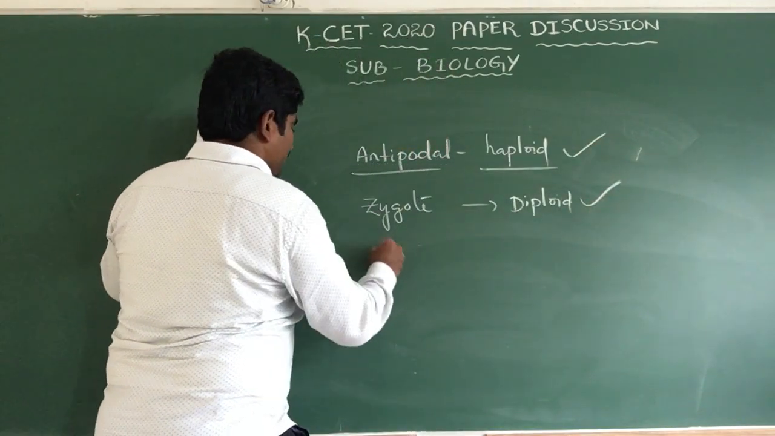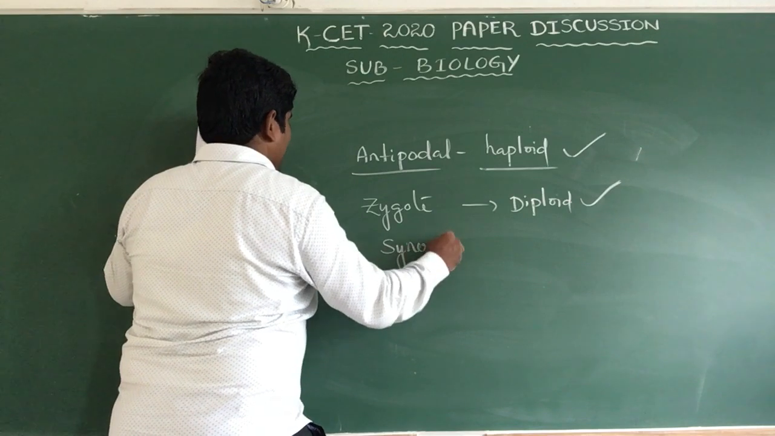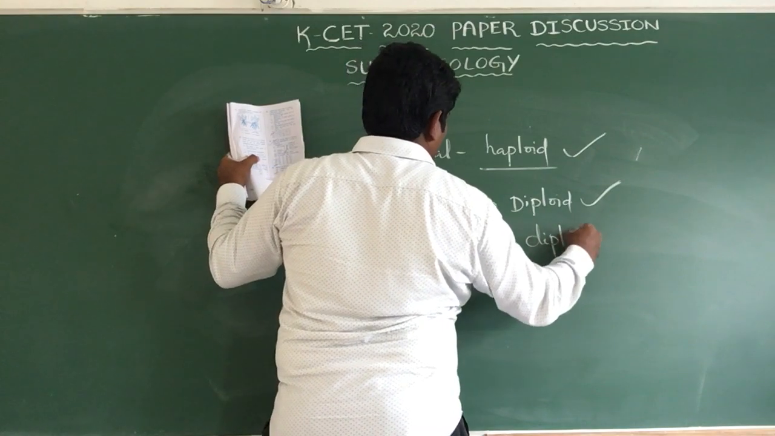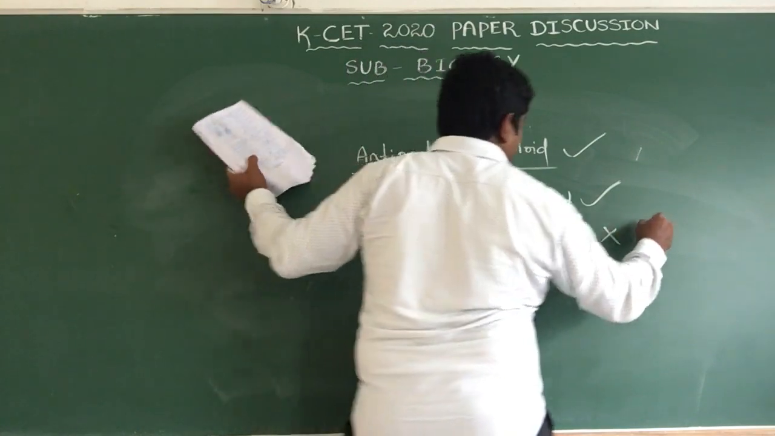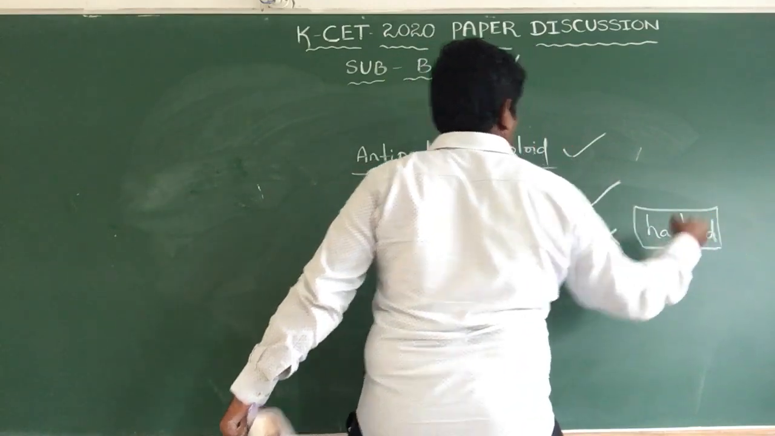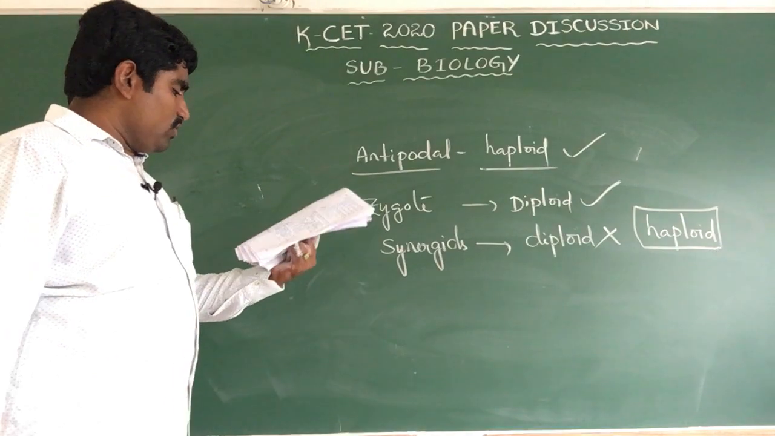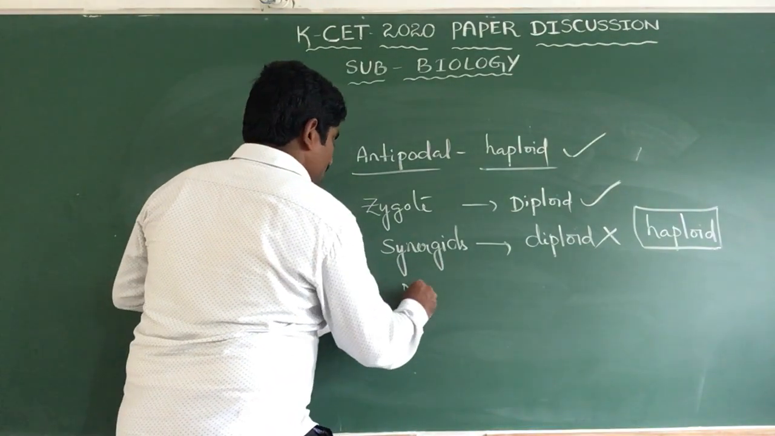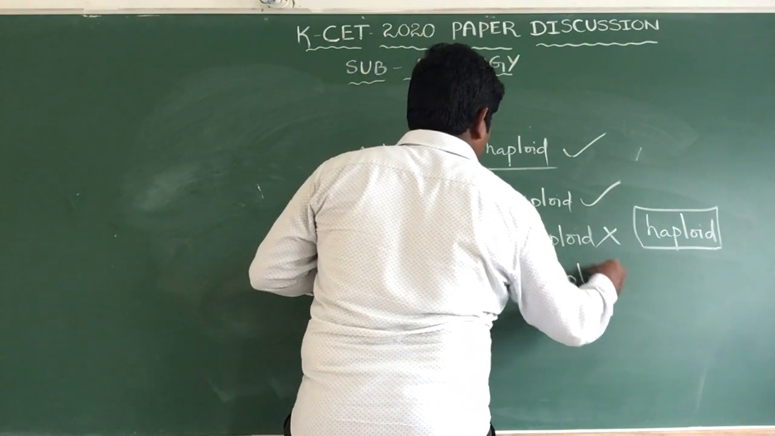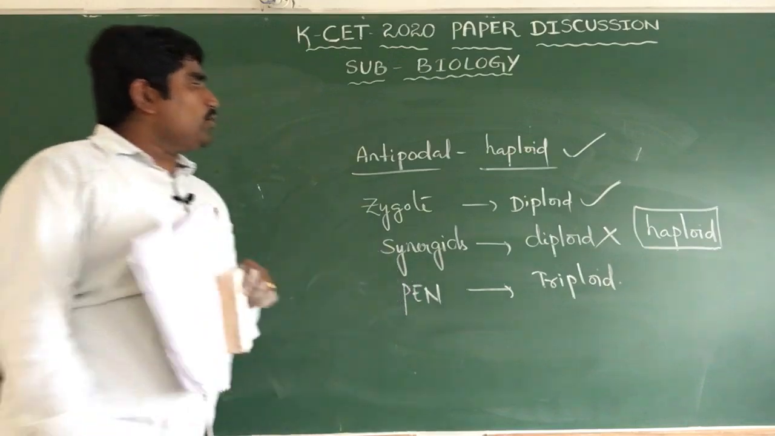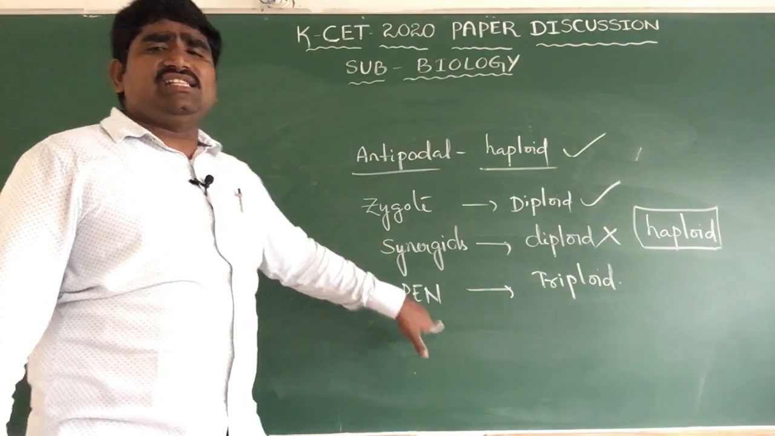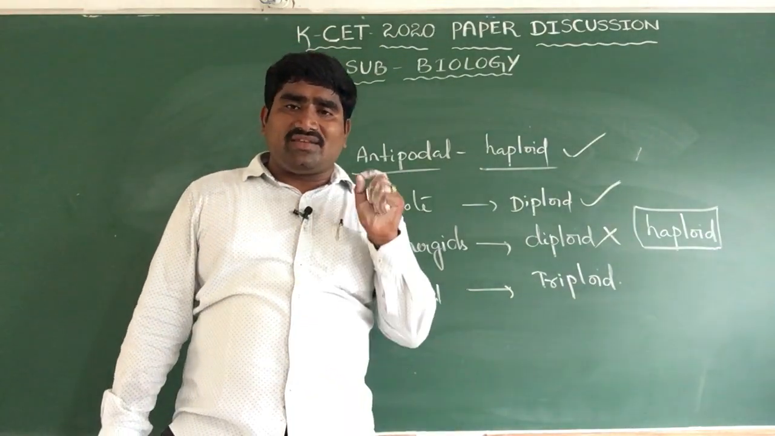And next one is synergids. Synergids given as diploid is wrong. The correct answer is haploid. Diploid is the wrong statement. Primary endospermic nucleus is triploid. Why is the primary endospermic nucleus triploid? Because it is formed by the fusion of the secondary nucleus as well as one male gamete.